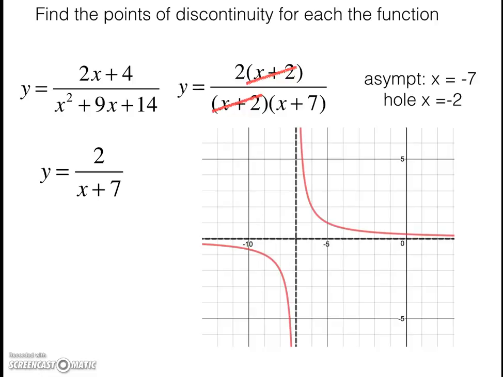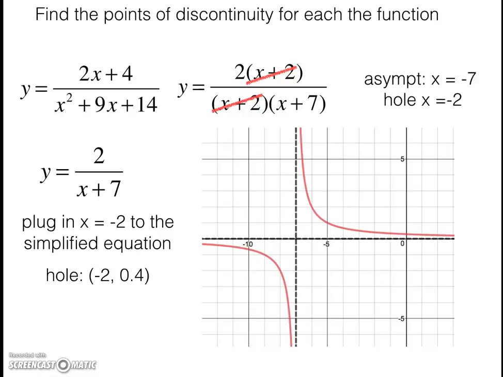After we get that graph, we're going to identify the location of the holes. Plugging in -2 into the simplified equation, location of our hole is at -2, 0.4. So you're going to go over to the graph at -2. You're going to erase a little piece, draw in a hole. So that symbolizes that we do not want x equals -2 as part of our graph.